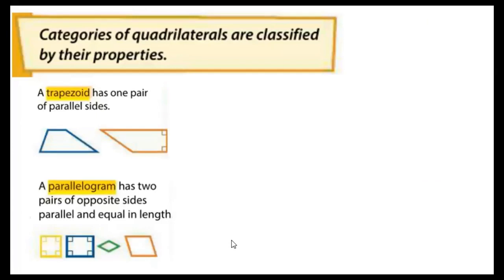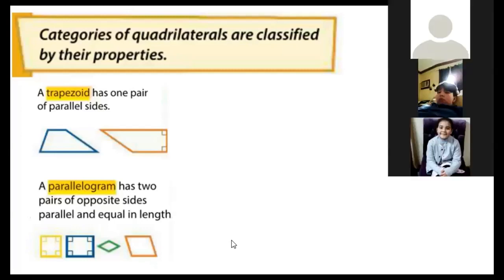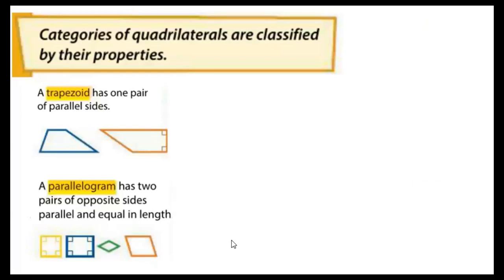When we see a 4-sided shape with pairs of opposite sides parallel and equal in length, so I can say each two opposite sides are equal in length, this will be a parallelogram, which has two pairs of opposite sides parallel and equal in length. So when we see a parallelogram, we will find that each pair of opposite sides are equal in length and also parallel. So this is a parallelogram.